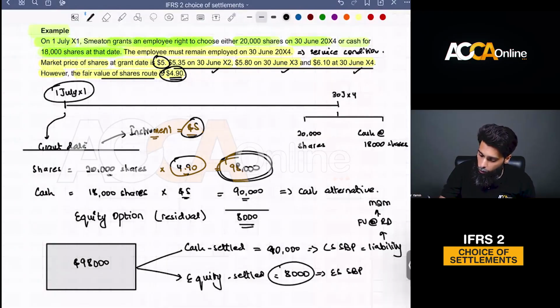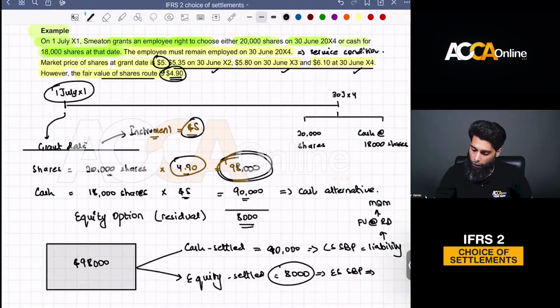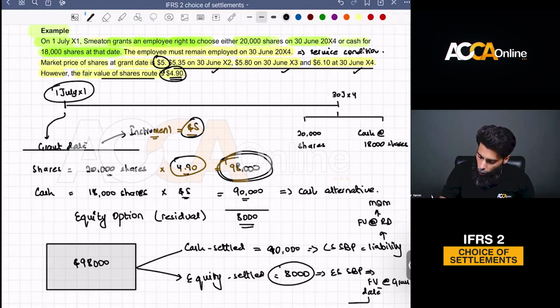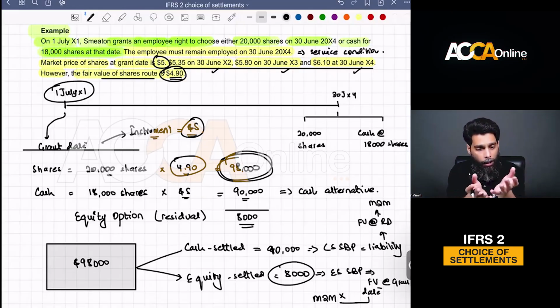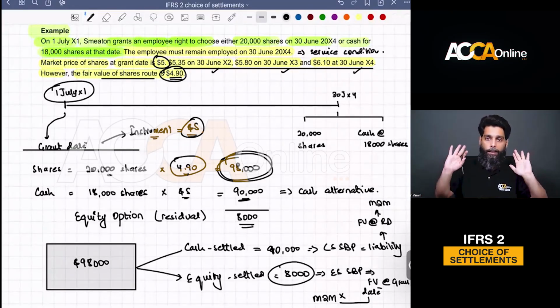And since this is to be treated as an equity settled share based payment, remember, you will be measuring this transaction based on the fair value at grant date, and there will be no mark to market. Is it understood by everybody? How do you do split accounting? You determine the value of the entire instrument, and you compare it with the cash settled alternative. The residual portion is always the equity option. Is it clear to everybody?